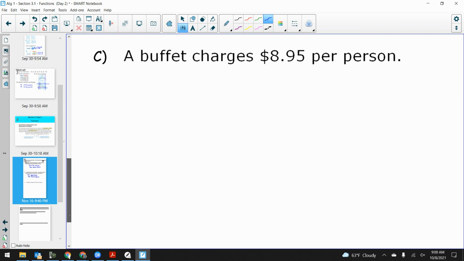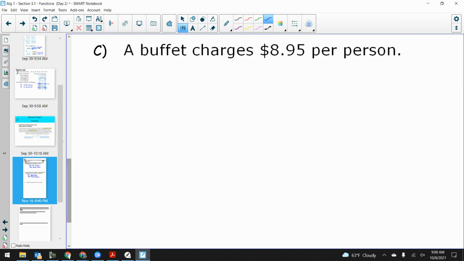Last one here. A buffet charges $8.95 per person. So this one is a little bit weird. What can change in this scenario? What can change? The amount of people? The amount of people. Good. Somebody said, oh, the price. It's not like you're going to take 10 people and it's going to cost like $7 a person. No. The independent variable is the amount of people.